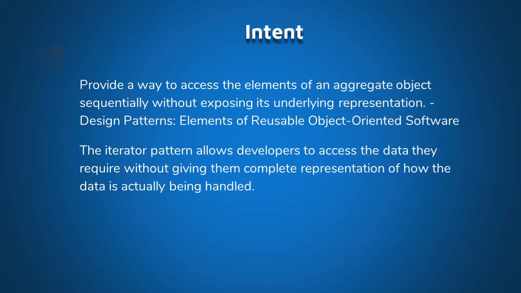Intent. So what's the purpose of this pattern? As the Design Patterns book discusses, it says to provide a way to access the elements of an aggregate object sequentially without exposing its underlying representation. So what that basically means is the iterator pattern allows developers the ability to access the data that they would need without giving them complete representation of how all of the data is being handled.